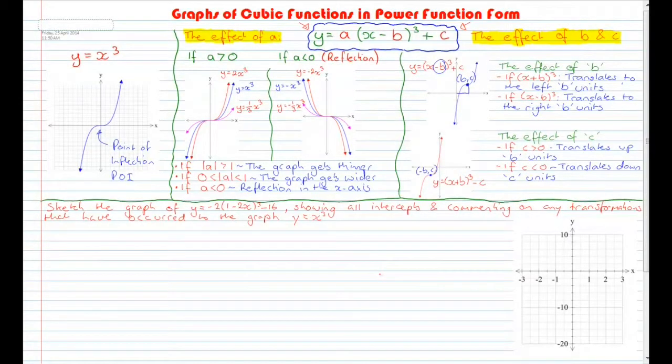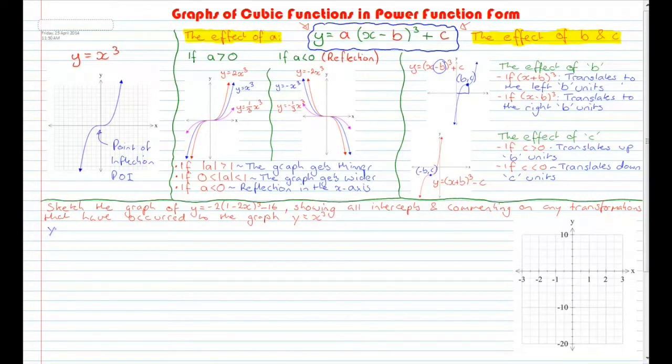Alright, so this question says sketch the graph of y equals negative 2(1 minus 2x) cubed minus 16, showing all intercepts and commenting on any transformations that have occurred to the graph y equals x cubed. Now, like always, we need to go through and find your x and y-intercepts and your point of inflection. So let's go through and do that.